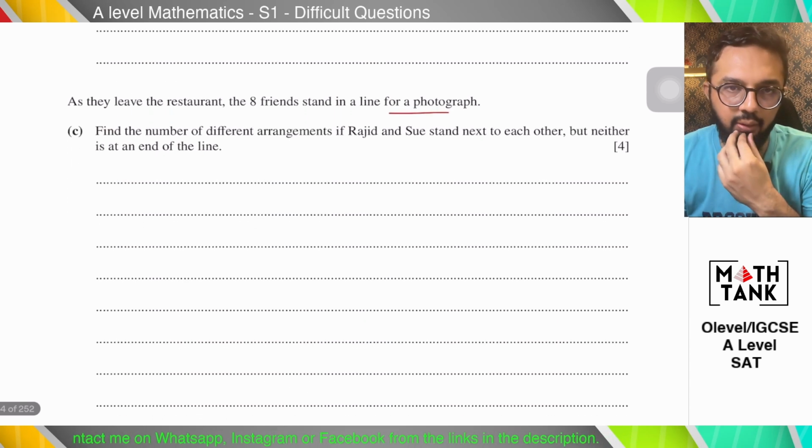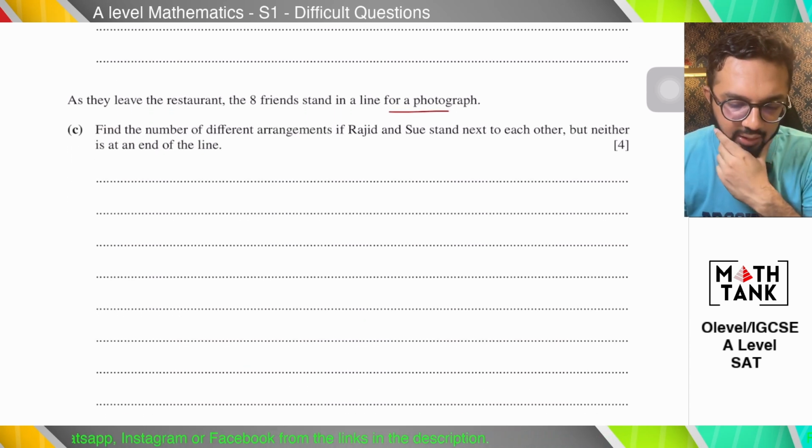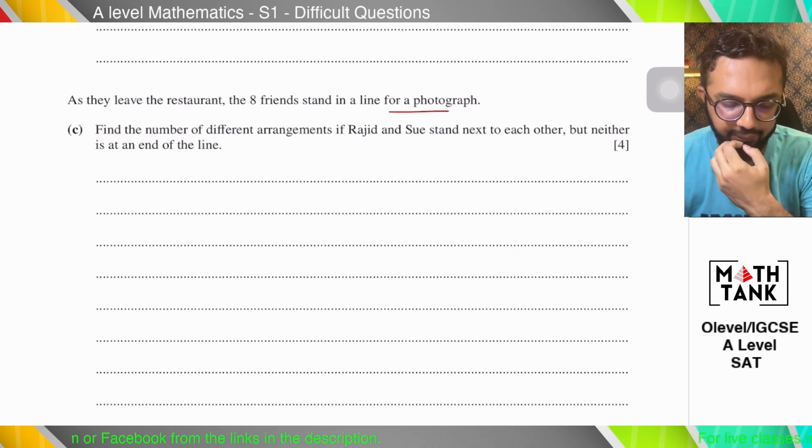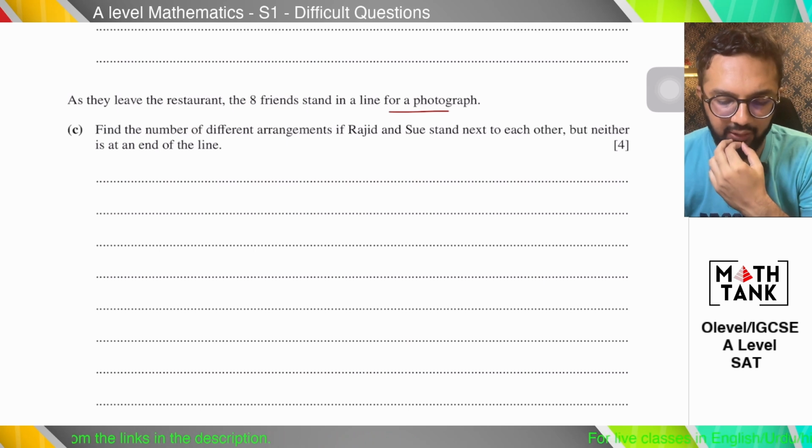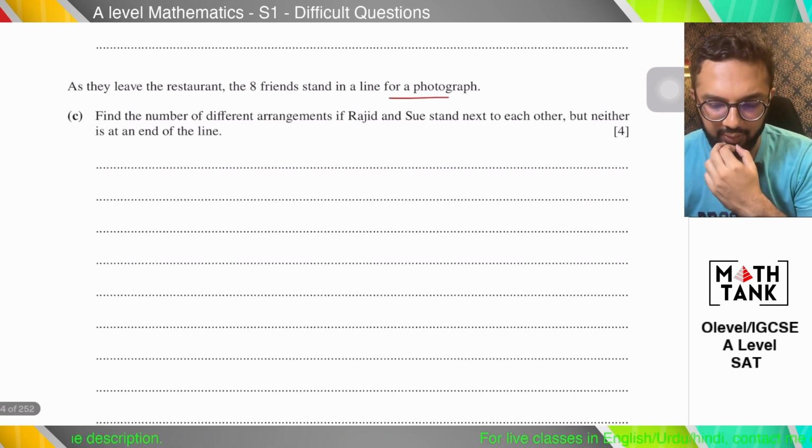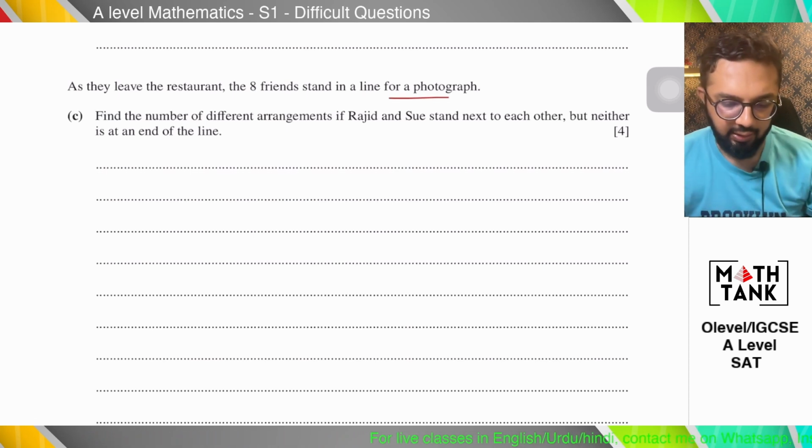Okay. As they leave the restaurant, the 8 friends stand in line for a photograph. Find the number of different arrangements if Rajat and Sue stand next to each other, but neither is at the end of the line.